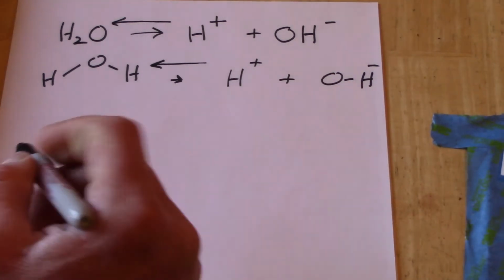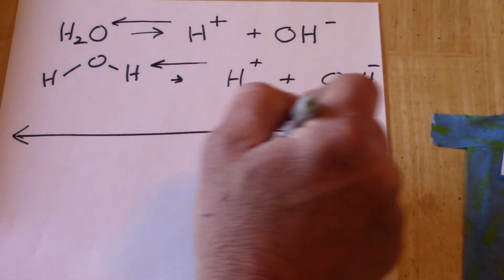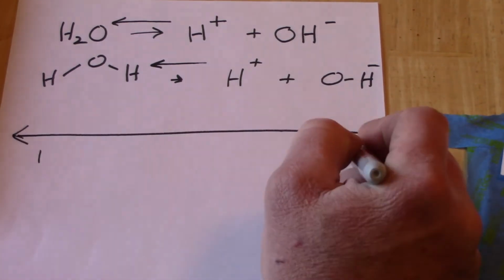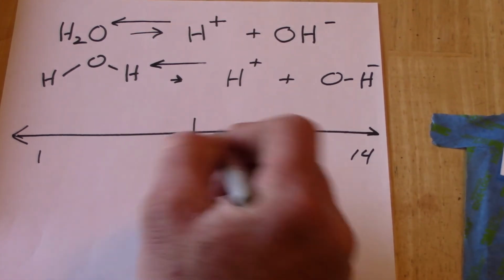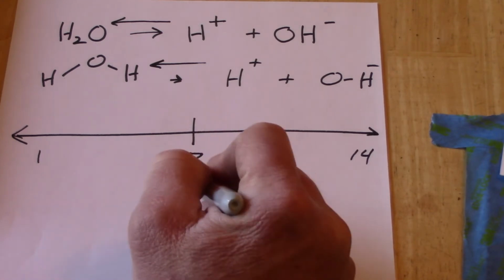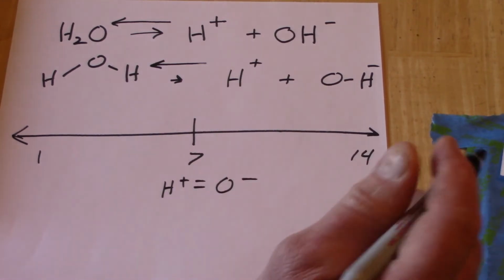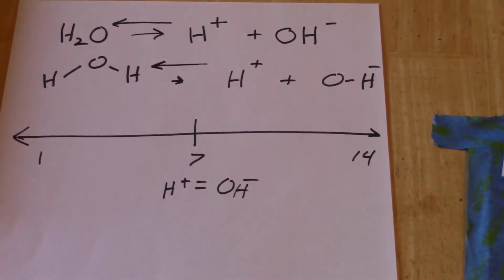If you look at a pH scale, it goes generally from 1 to 14, and exactly neutral is in the middle. So at this point, the H pluses are exactly equal to the hydroxyl ions. And that's real important for living things, because if you get too far away from that, living things die.